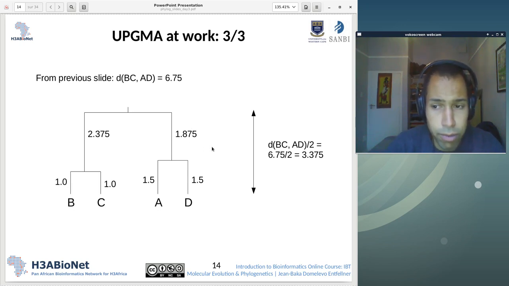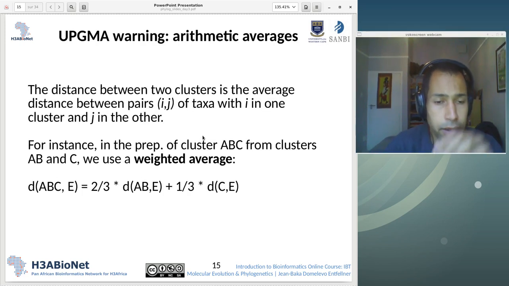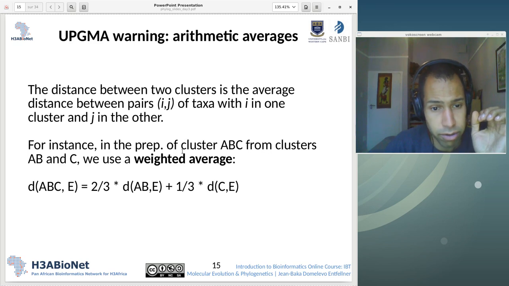Right, so the UPGMA is an automatic technique for tree inference that works based on a matrix of pairwise distances between taxa. And this method creates a rooted tree, and this rooted tree has certain properties we're going to see in a very short amount of time, in 2 slides from now. So be careful. In UPGMA, we use arithmetic averages, but these are weighted averages.